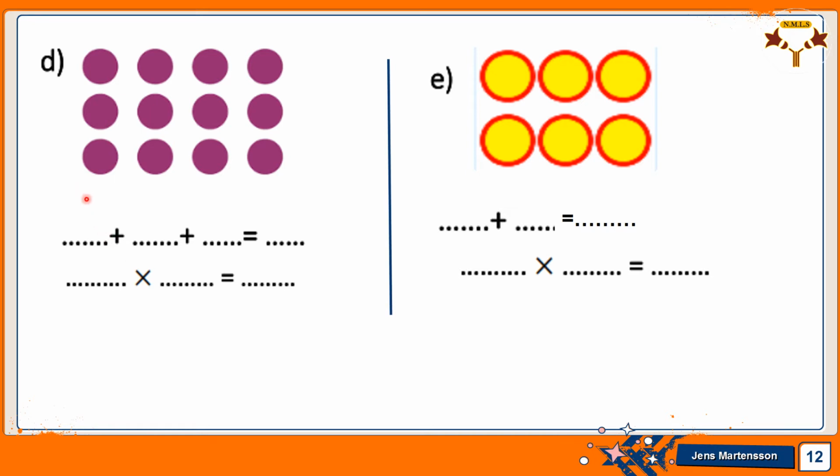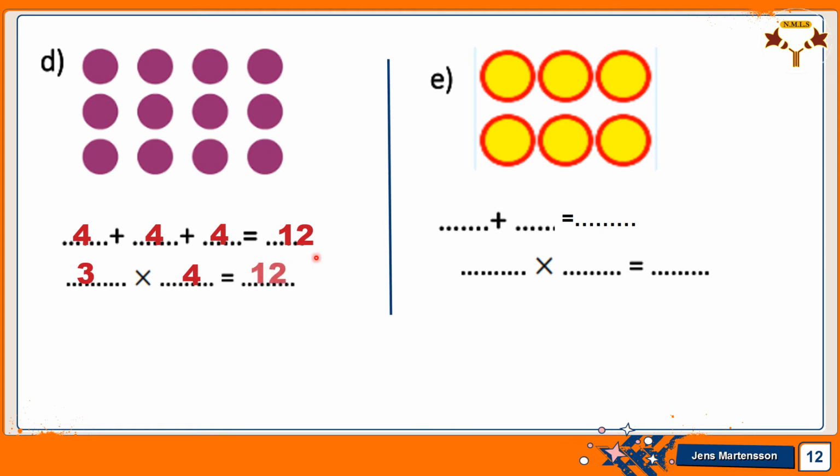Here in number D we have 3 groups. Yes, 3 groups of what? Of 4 items. So we will write 4 plus 4 plus 4, and the sum equals 12. Can you write it as a multiplication equation? Yes, here we have 3 groups of 4. So now 3 times 4 is what?